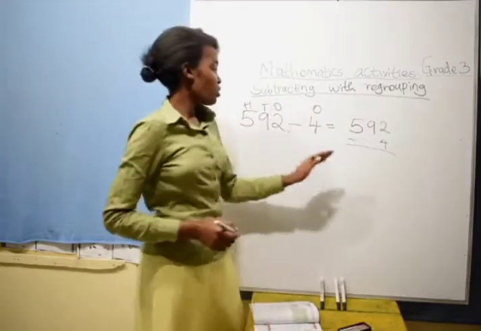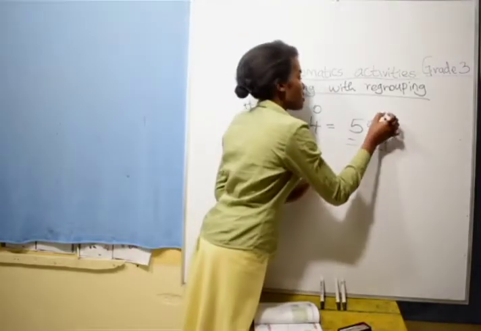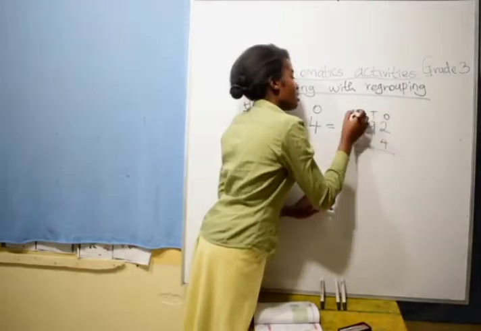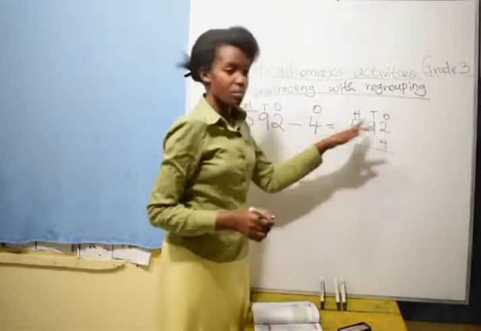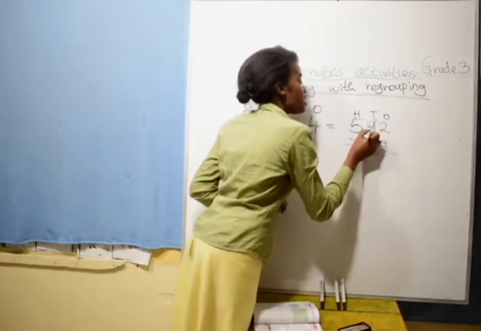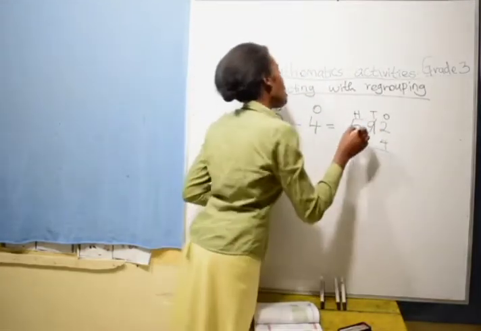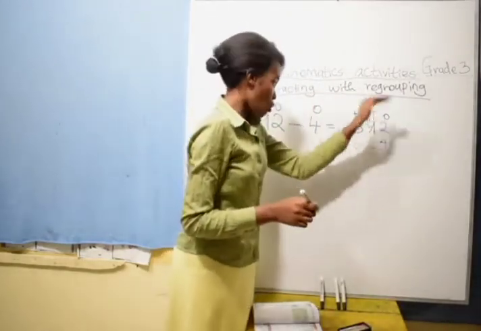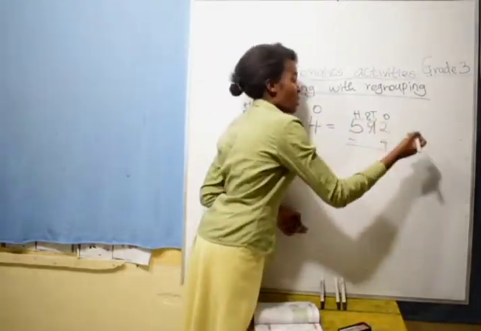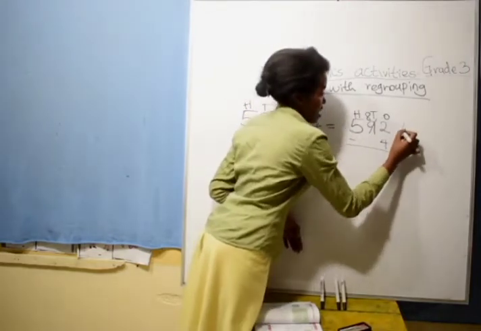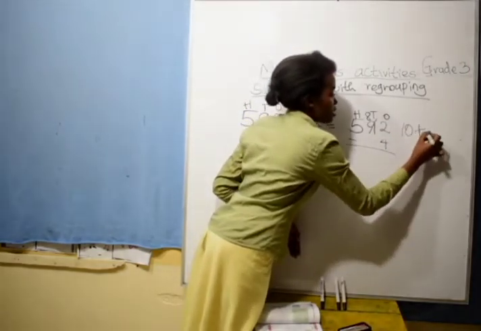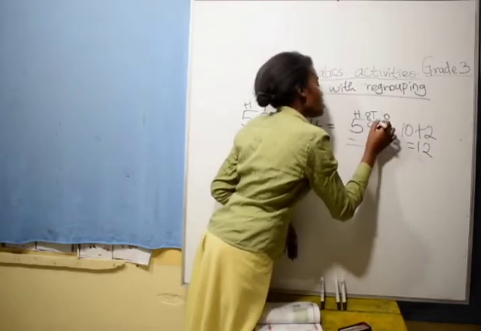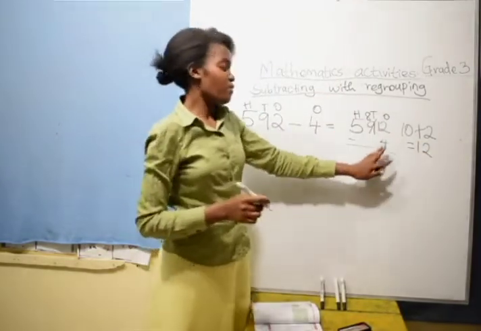Now, we are going to borrow from tens because the ones are smaller than these ones. What are we going to remain with? We will borrow only 1. We are going to remain with 8. And when we borrow, we take it to the ones. When we take it to the ones, it will become 10. 10 plus 2 will be 12. Now, we will be having 12, take away 4.